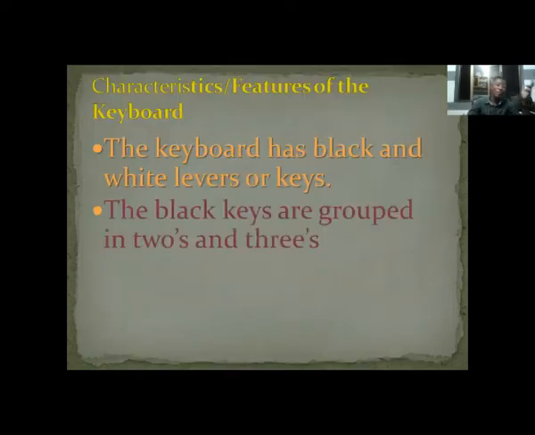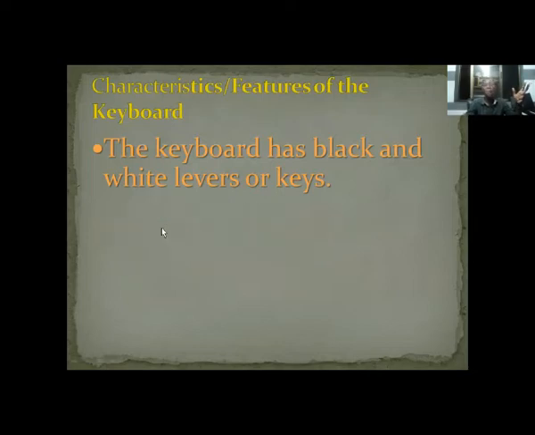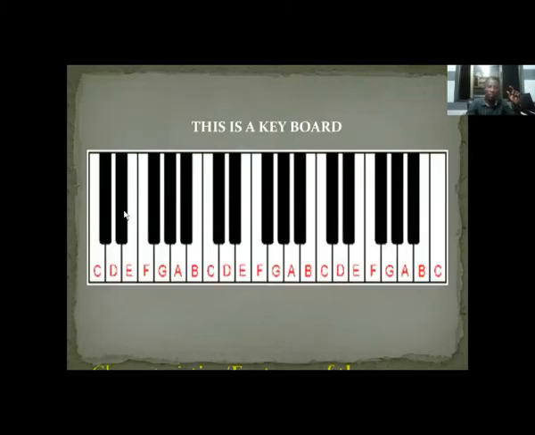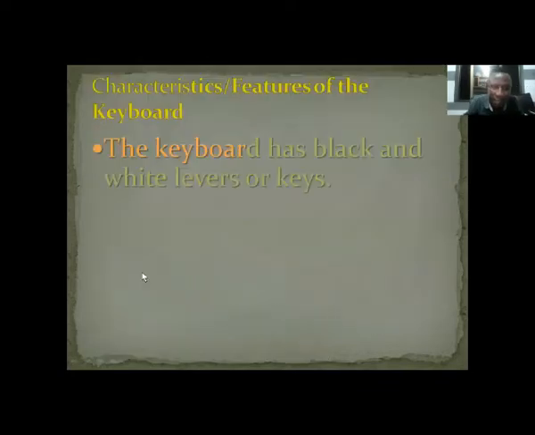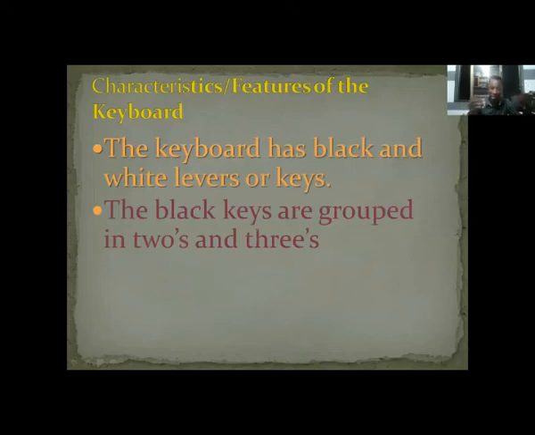Good. The second feature we'll be talking about is that the black keys on the keyboard are grouped in 2s and 3s. 2s, 3s, 2s, and 3s. That is what we are talking about. That is what we mean by a feature on the keyboard being this. The black keys are grouped in 2s and 3s.